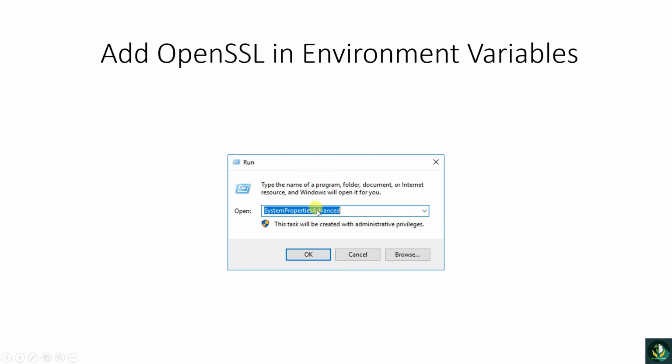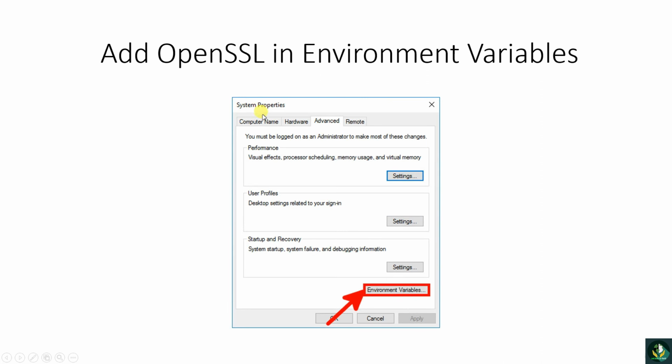So this is the text, simply type this and it will open up System Properties. By default it will show Computer Name, so go to the Advanced tab. In Advanced, just go to the bottom and click Environment Variables, because we need to add OpenSSL in here, so we have to change this environment variable.